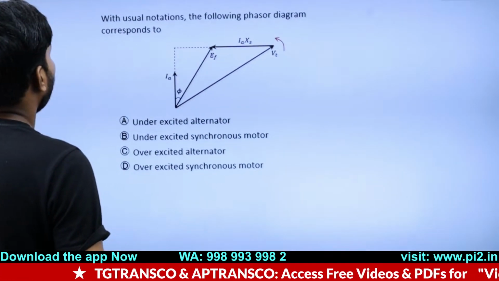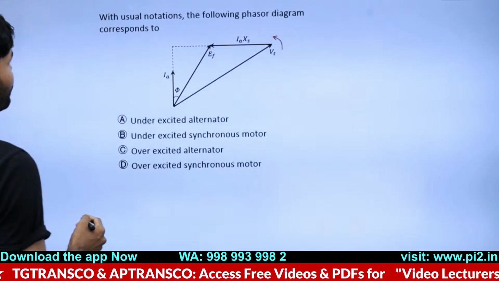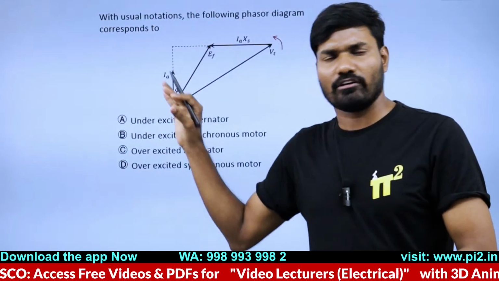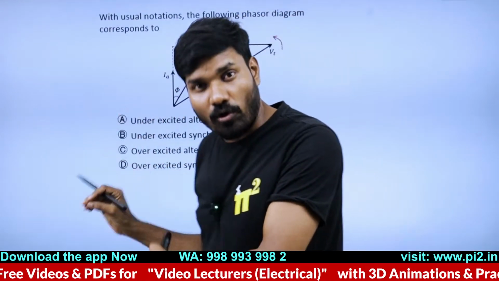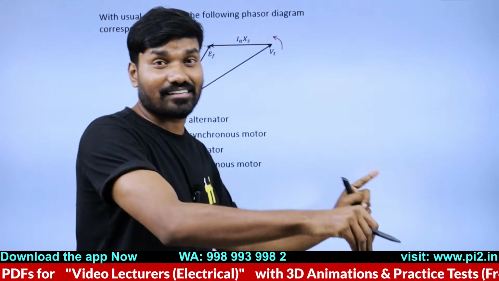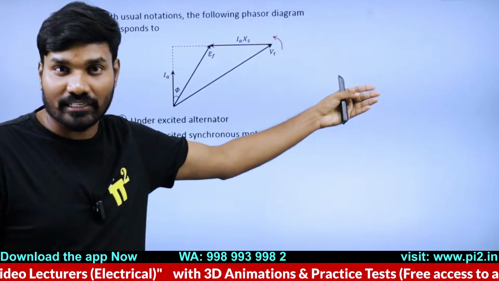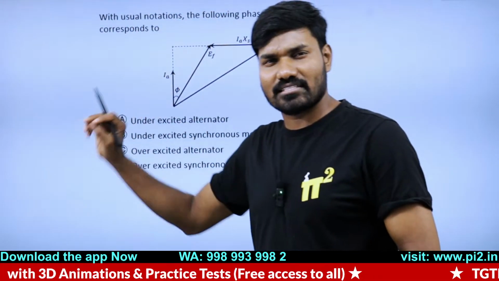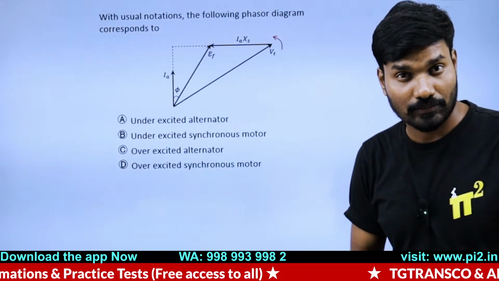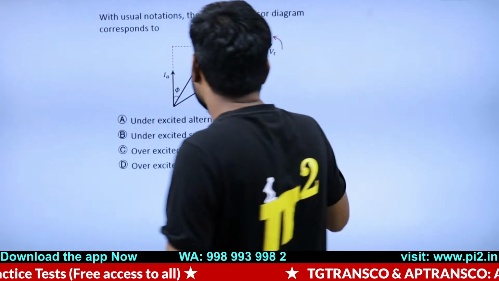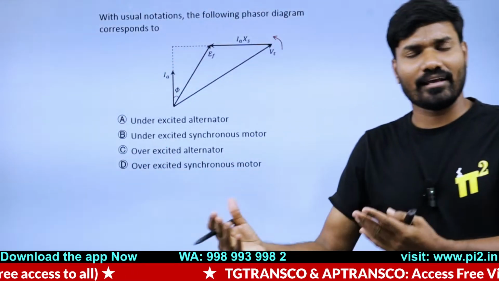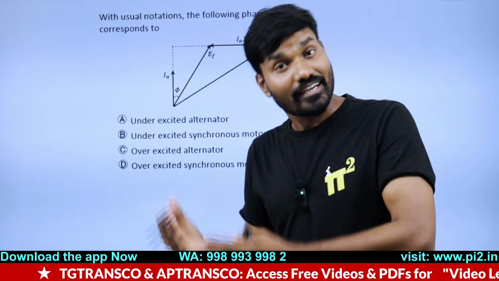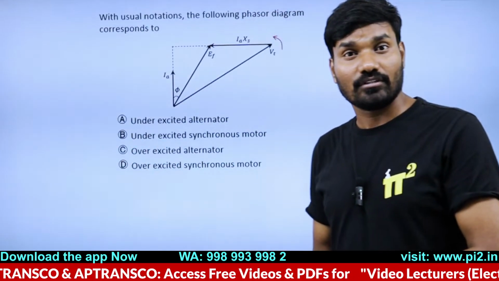Okay, next one. With the usual notations, the following phasor diagram corresponds to what? See the beauty of this question. Even this question is discussed in our course. The previous question was discussed, and this question is also discussed in our course. The concept behind this, every point is discussed in our course. What is the point here? With the phasor diagram, how can one say whether it is an alternator or a generator? Can we say? Yes, we can. It has been taught in the course in the simplest way.